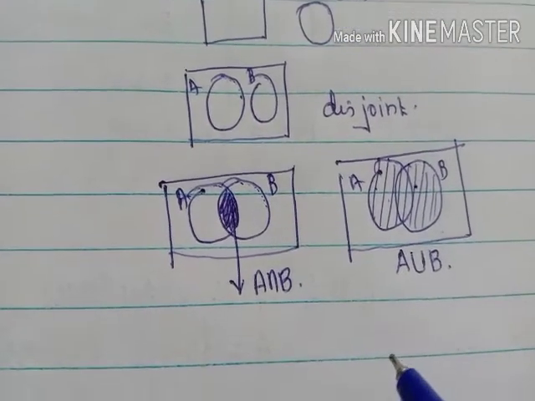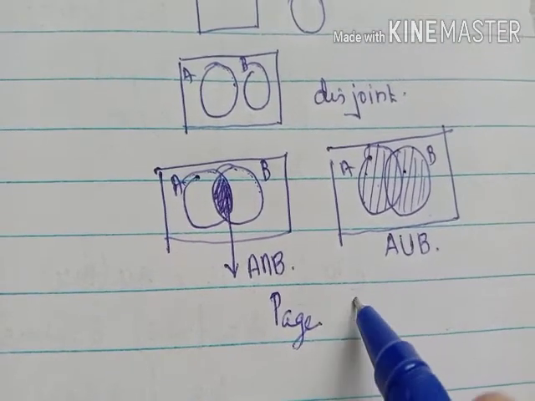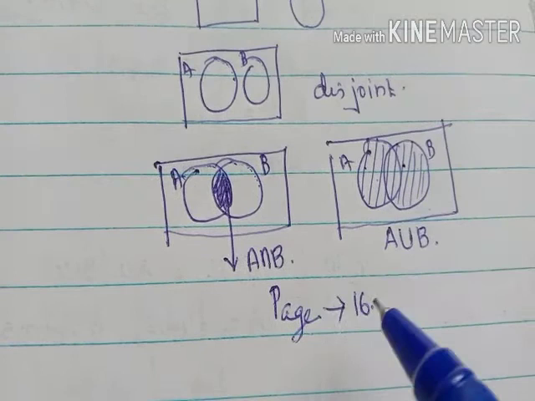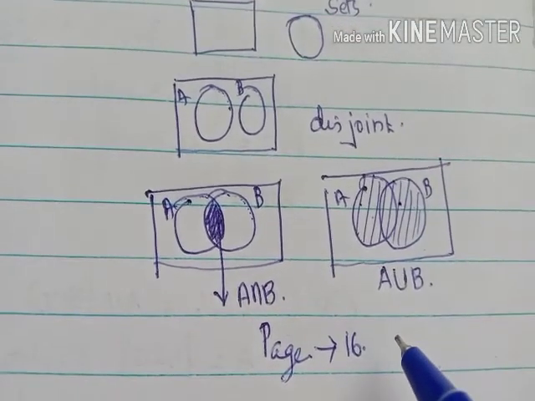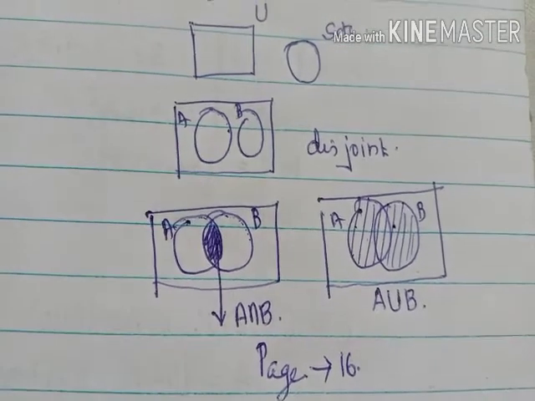In your textbook you can see page number 16. Okay, page number 16. Some Venn diagrams are given. So please go through the Venn diagrams.